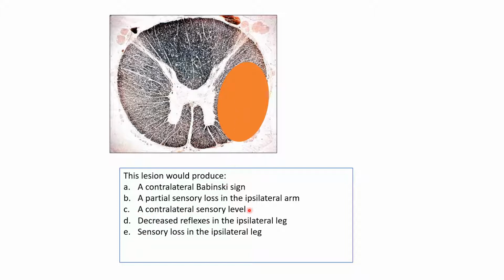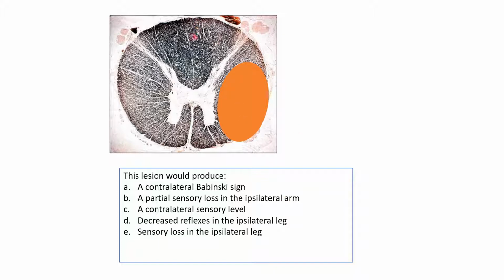A contralateral sensory loss level. Yes, the spinothalamic tract is sitting here, and those fibers had crossed lower than this, and as a result, there would be a loss of pain and temperature in the lower extremity on the opposite side, the contralateral side. Decreased reflexes in the ipsilateral leg. No, the leg is not represented here for the lower motor neuron. Decreased reflexes is an effect of lower motor neuron damage, and you might see that if this was a lumbar cord. Sensory loss in the ipsilateral leg.